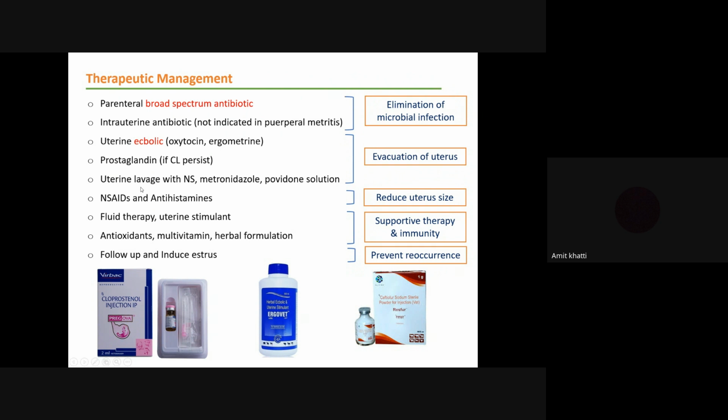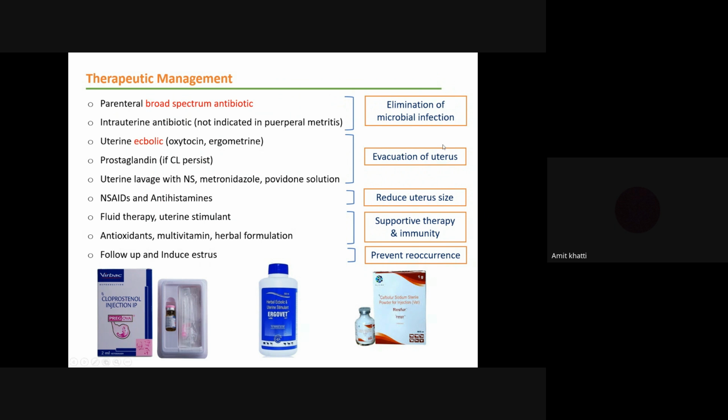Manually, we can evacuate the uterine content by using NS. We can also mix the metronidazole or iodine solution to reduce the inflammatory condition. We can also go for NSAID or antihistaminic. Supportive care or immunity boosting is also imperative in the management of uterine infection.